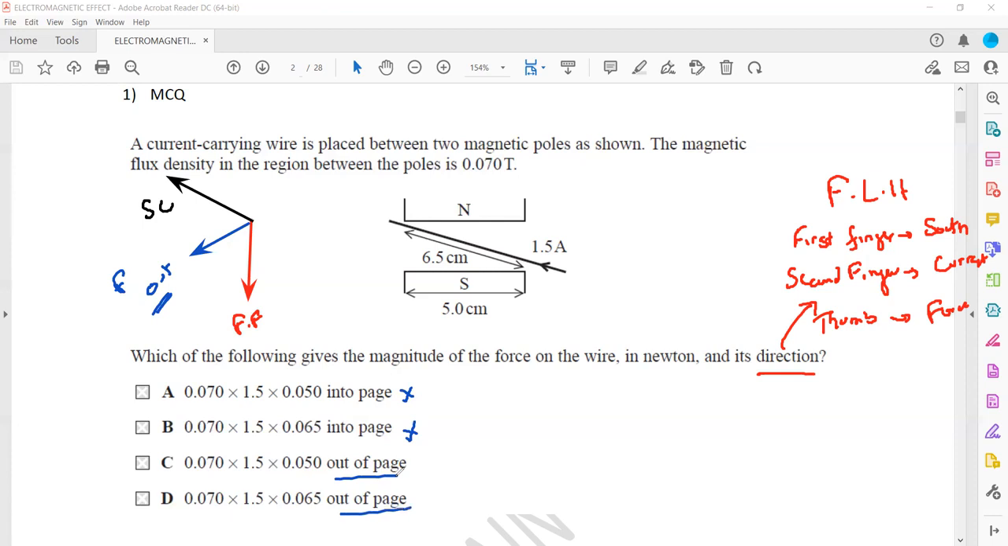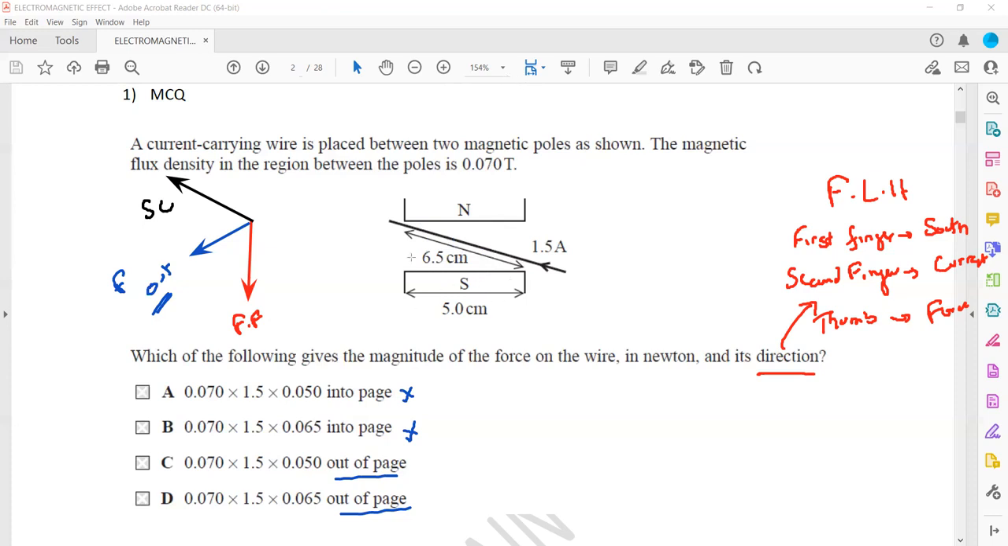Either C can be an answer or D. But now which length should we take? We should take the length of a wire which is perpendicular. The total length of the wire is 6.5 centimeter. But which part of the wire is perpendicular to the magnetic field? This is the magnetic field, which is from north to south. So this is 6.5 and the horizontal length is 5. This is given as 5 centimeter.